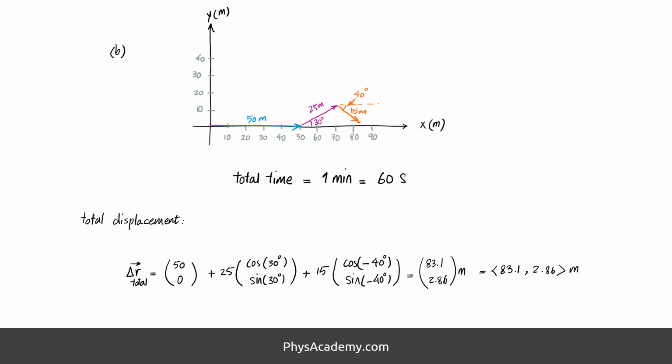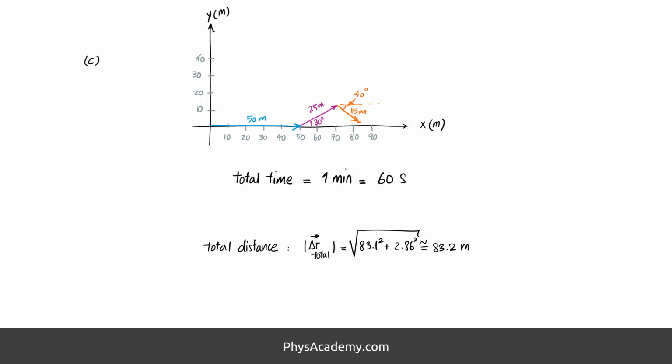The second vector's length is 25 meters, its x-component is a cosine of positive 30 degrees, and its y-component is a sine of positive 30 degrees. The third vector's length is 15 meters, its x-component is a cosine of negative 40 degrees, and its y-component is a sine of negative 40 degrees. So in total, the displacement vector is 83.1 meters along the x-axis and 2.86 meters along the y-axis.